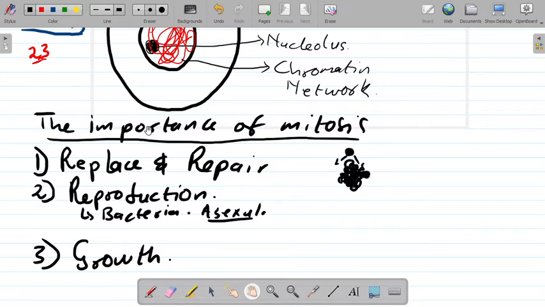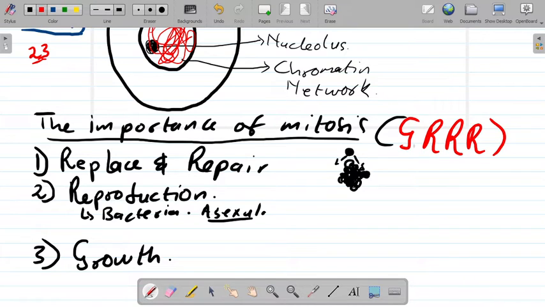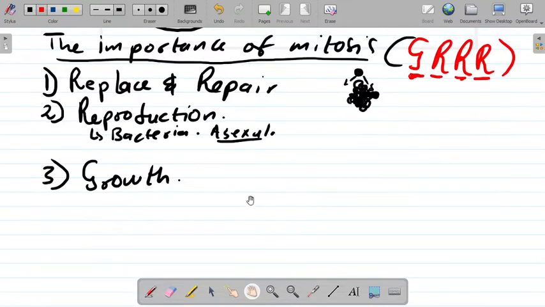For replacing old worn out cells and repairing them, and then reproduction, but for example, your binary fission in bacteria, and for growth, right? So basically, I summarize the importance of mitosis into what I like to call GRRR. I know it sounds funny, but that's how I remember the importances of mitosis. It includes growth, replace, repair, reproduction. Grr, the importances of mitosis.